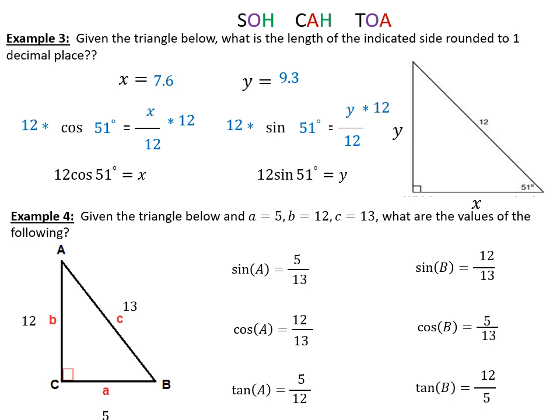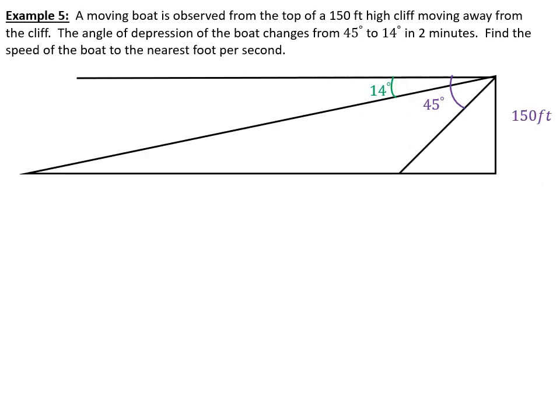Notice the relationship if we're working with two angles inside the same right triangle. Sine and cosine flip, as in sine of A is the cosine of B. Cosine of A is the sine of B.